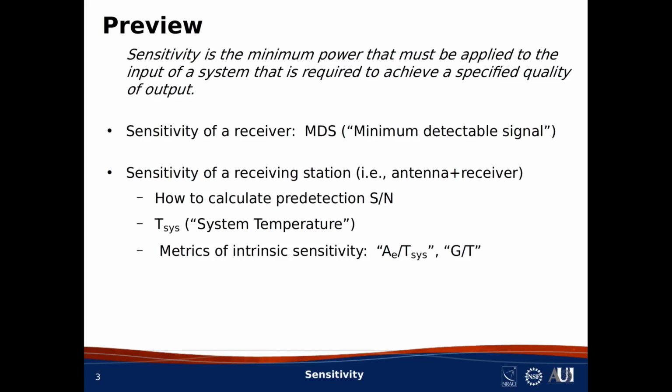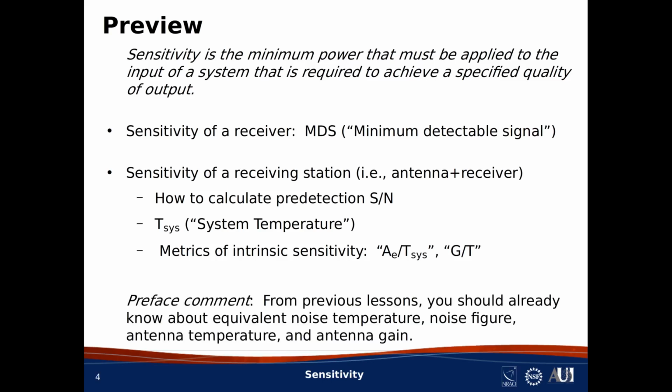Then we'll define the concept of system temperature, which is one way to quantify the overall noisiness of the receiving station. And then we'll define the concept of intrinsic sensitivity, which can be expressed in a number of different ways, including A_E over T_sys or G over T.